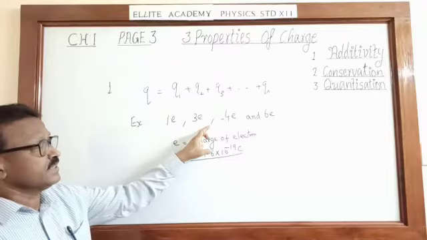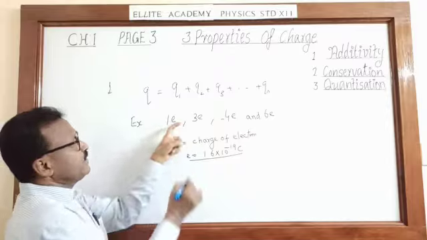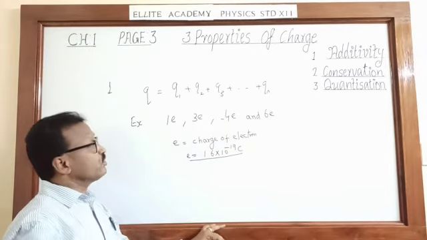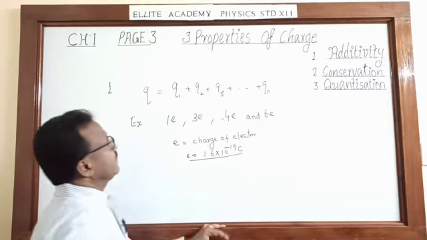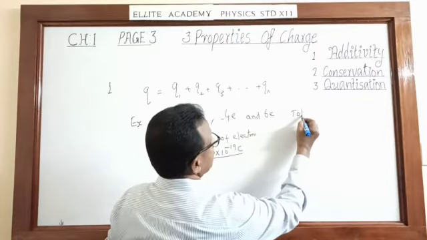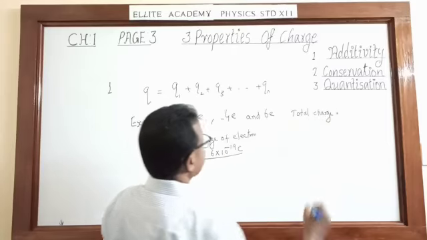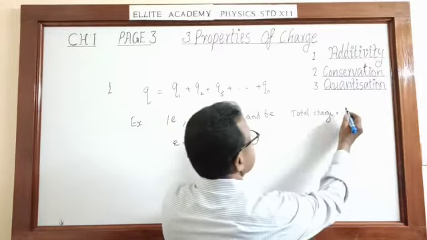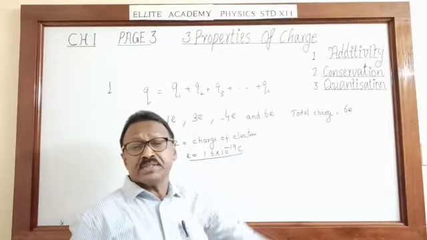So in this case, I am giving a body charges of plus 1e, plus 3e, minus 4e and 6e. What is going to be the total charge of the body? Everybody got it mentally: 3 and 1 is 4, plus 4 minus 4, that is 0, then 6e. So the total charge is 6e.